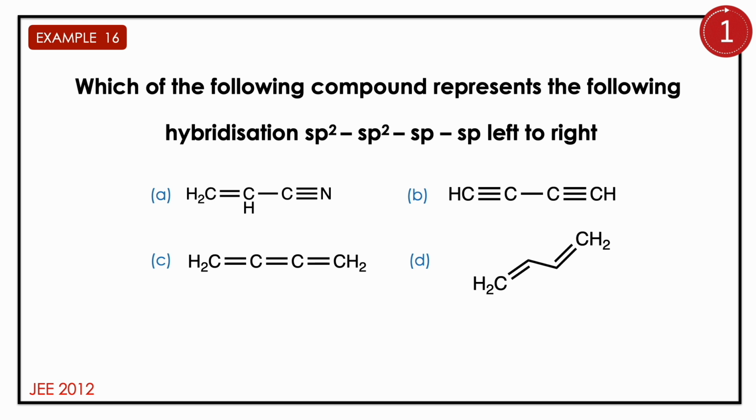Then the next example: which one of the following compounds has hybridization of sp2 sp2 sp sp from left to right. A compound is a cyanide, B compound is a diyne, C is a cumulative diene, D is butadiene. You should know which one follows the order.